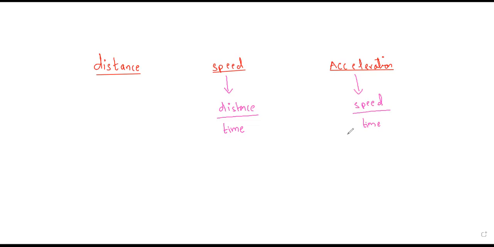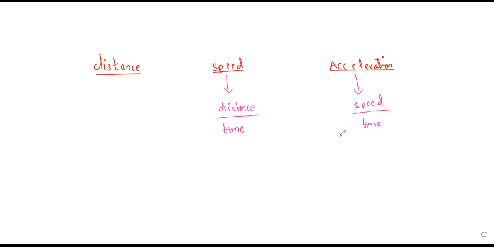Wait, how is speed divided by time acceleration? Okay. So basically this is the formula, right? In order to find the acceleration, you do speed divided by time, and that gives you the acceleration. Okay.